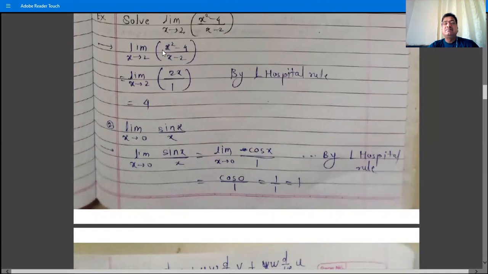What is that? Factorize this x square minus 4. What is the factorization? (x minus 2) into (x plus 2). Then x minus 2 gets cancelled. We have x plus 2, and then substitute x as 2. We have 2 plus 2, that is 4, the answer. But no need of this.